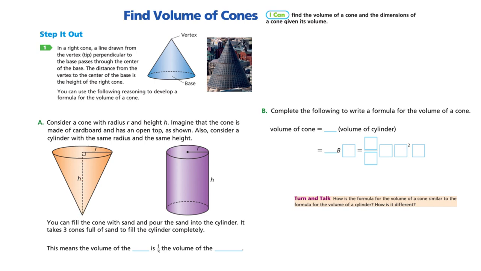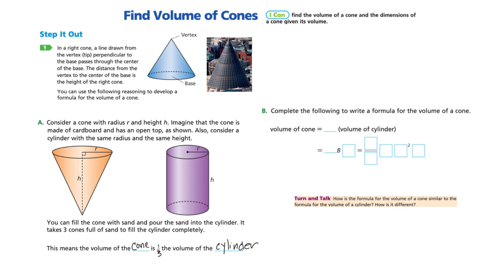Imagine that the cone is made of cardboard and has an open top as shown. Also consider a cylinder with the same radius and the same height. You can fill the cone with sand and pour the sand into the cylinder. It takes 3 of these cones to fill the cylinder. So that means that the volume of the cone is 1/3 the volume of the cylinder. And I just noticed that this little number 3 here is not completely visible, so make sure that that's clear.